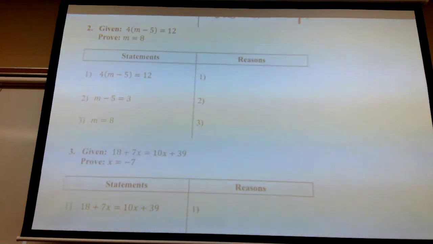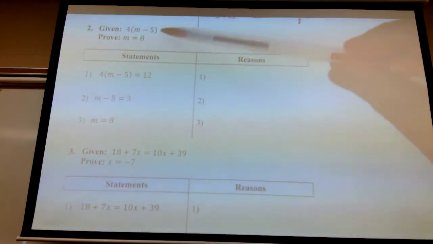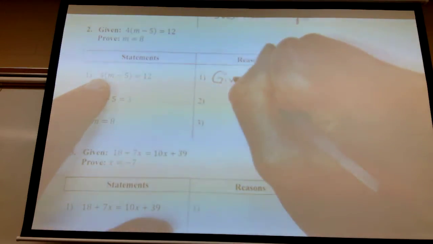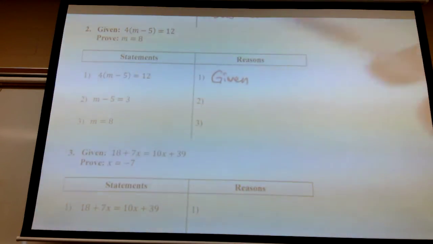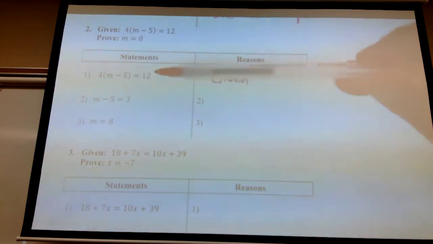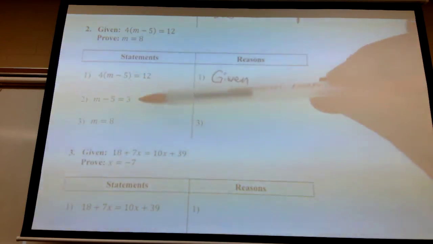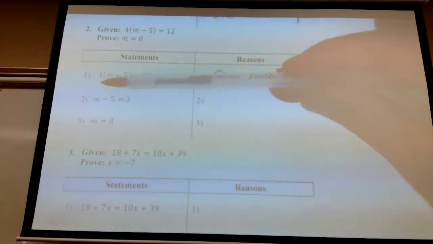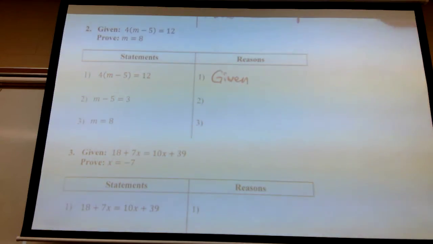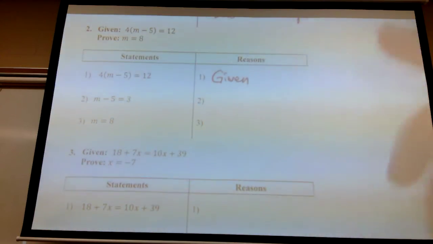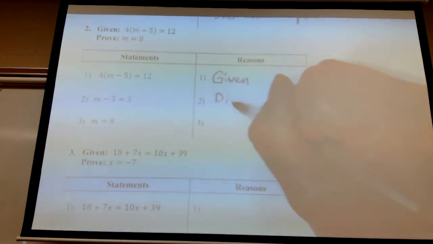On number 2, if you look, the given matches up with step number 1, so step number 1 is going to be given. From step 1 to step 2, the 4 in front of the parentheses disappeared. On the right-hand side, the 12 became a 3. To get from step 1 to step 2, what we did is we divided both sides by 4. That left us m minus 5 on the left. 12 divided by 4 is 3. So step 2 is the division property.